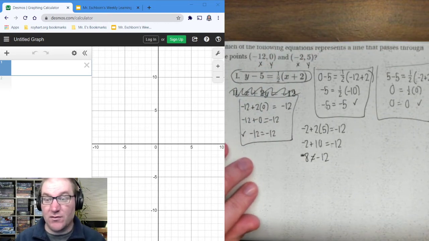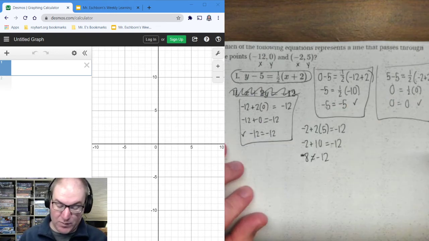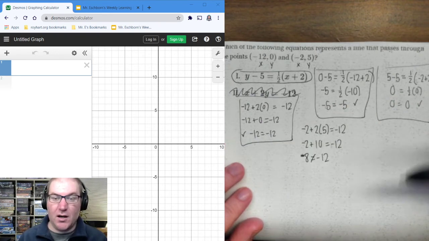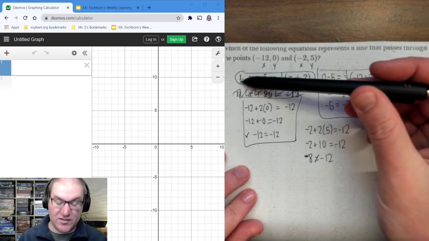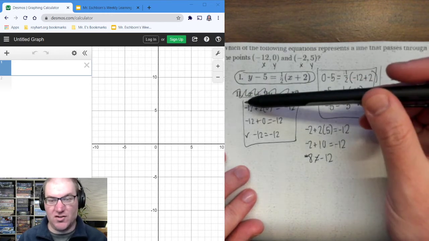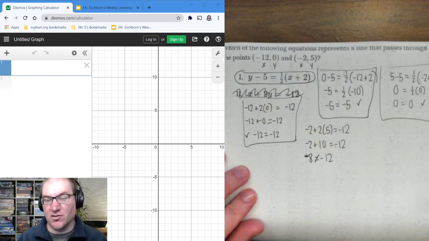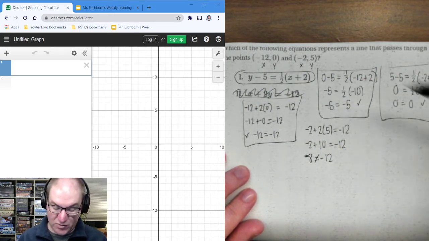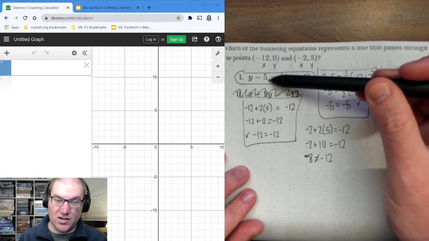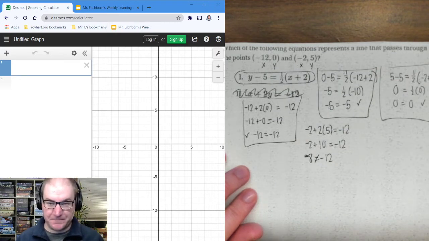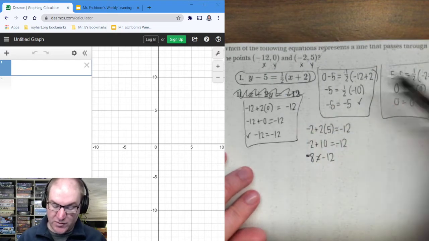A lot of times when they give you these problems, it'll be multiple choice, and the choices will say that just equation 1 works, just equation 2 works, 1 and 2 work, or neither 1 nor 2 work. So if this were a multiple choice question, we would say that just equation 1 works. So that's how you do this algebraically.